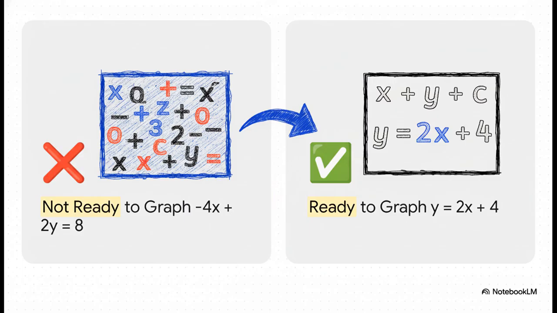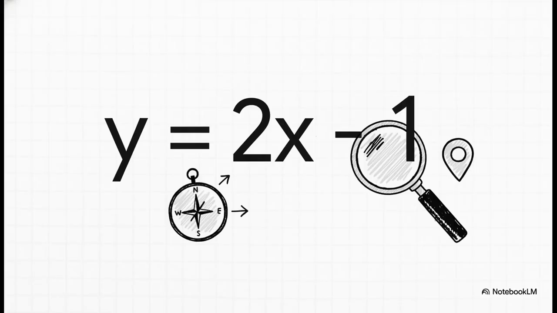And look at that. Now our code is crystal clear. The slope m is 2, and the y-intercept b is 4. Okay, enough talk. Let's actually do one together. We're going to graph y equals 2x minus 1. Take a look at it.